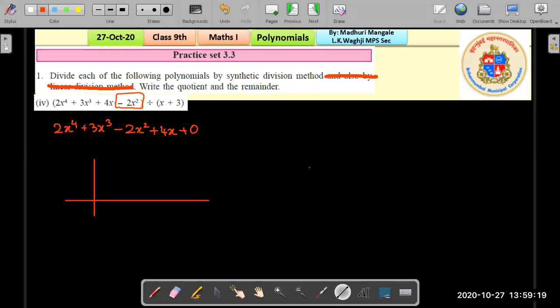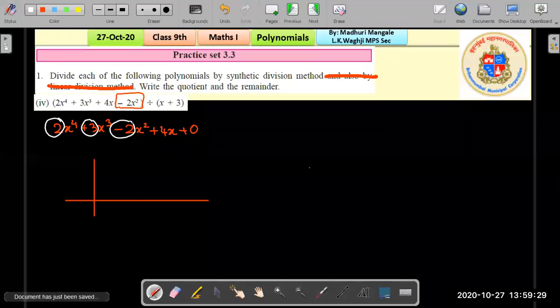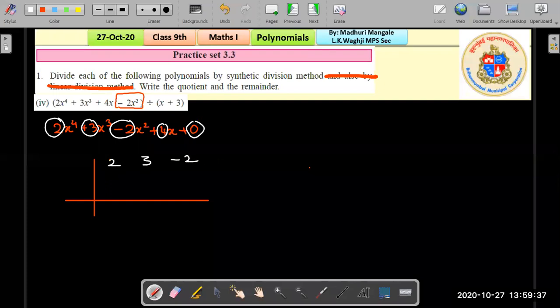So here we use a horizontal line, a vertical line like that, and we write out the coefficients. So what are the coefficients? It's 2, it's 3, it's minus 2. We have to use the negative sign. It's 4, and then finally it's a 0. So 2, 3, minus 2, there's a 4, and it's a 0 at the end. The constant is 0. Okay, and next we use the divisor.